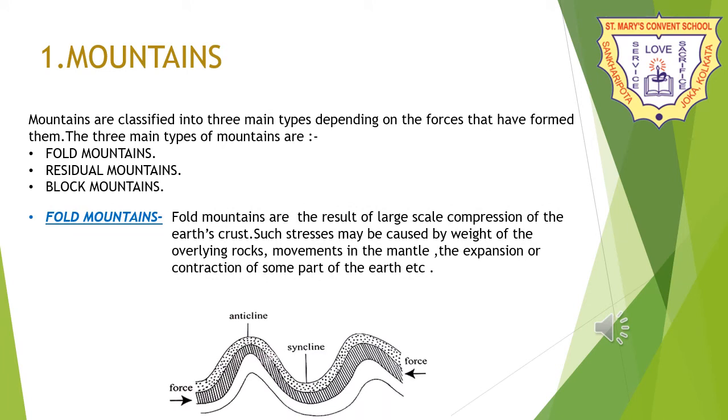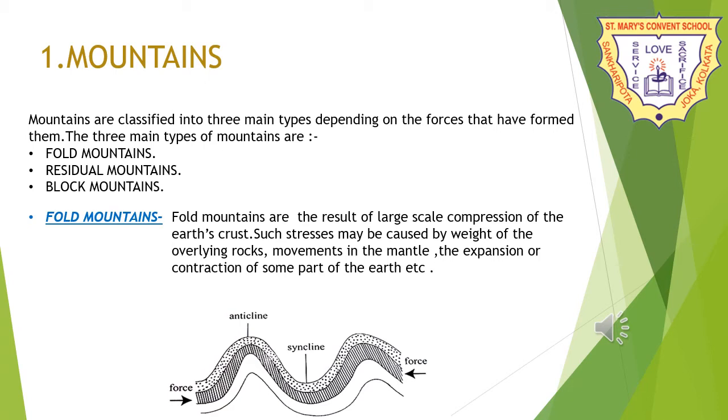So the first major type of landform is the mountains. The mountains are classified into three types depending on the forces by which they are formed. First one is the fold mountain, then the residual mountain and the block mountain. Fold mountains are the result of large-scale compression of the Earth's crust. Such stresses can be caused by the weight of the overlying rock, movements in the mantle, the expansion and contraction of some parts of the Earth, etc.